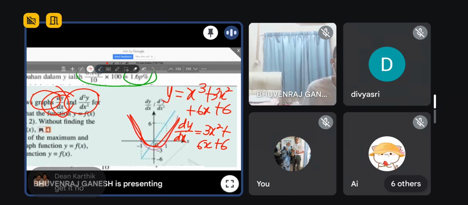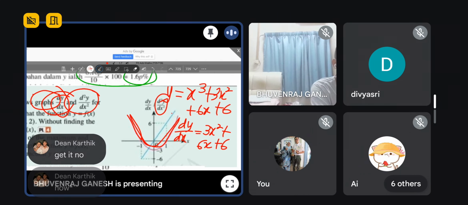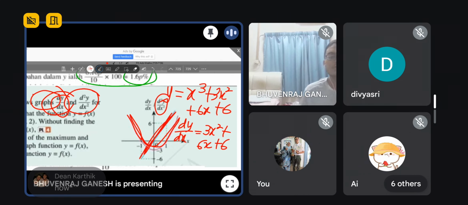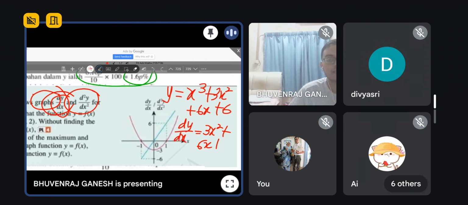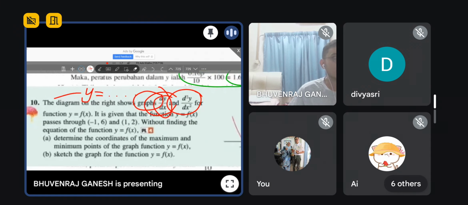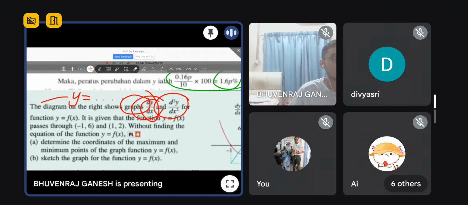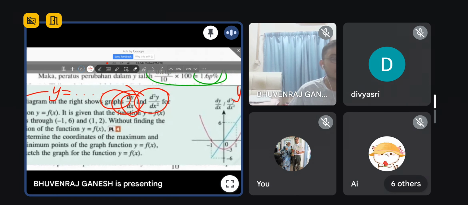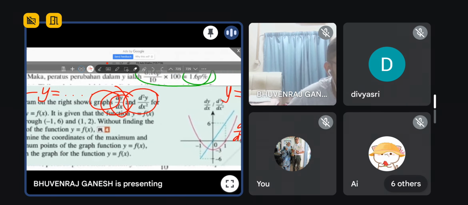Then you differentiate one more time, d2y dx2. It will act as your tangent now. Can you see it only cuts at one point? So that's why it's a tangent. Okay, so dy dx is going to be your pink color graph, and then d2y dx2 is your blue color graph. Okay, so the question is to determine the coordinates of the maximum and minimum point in your graph.